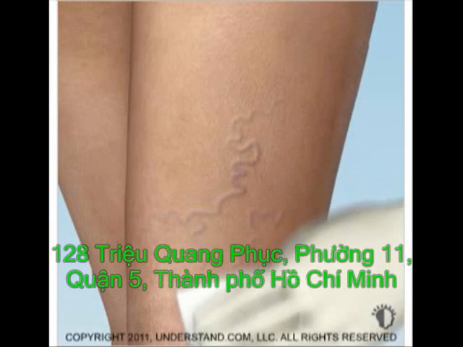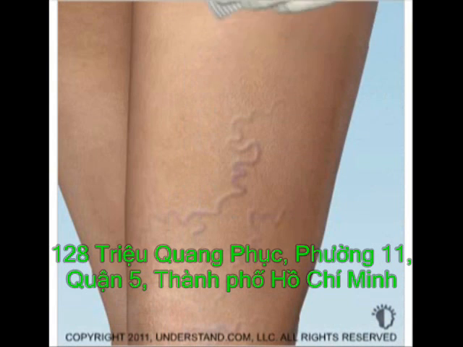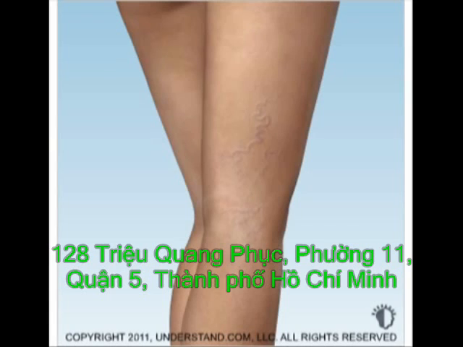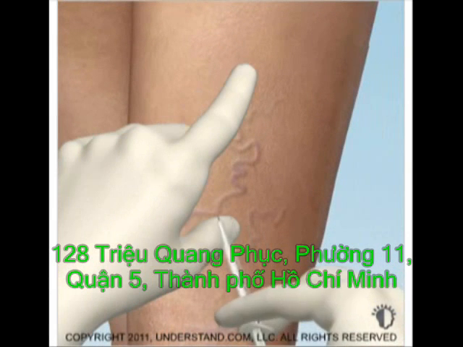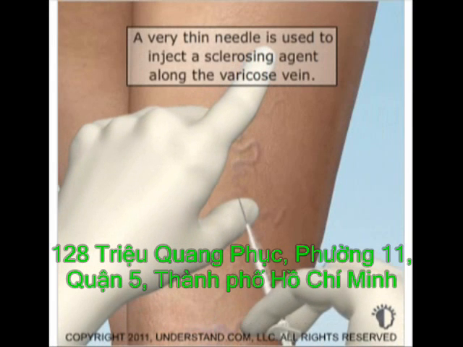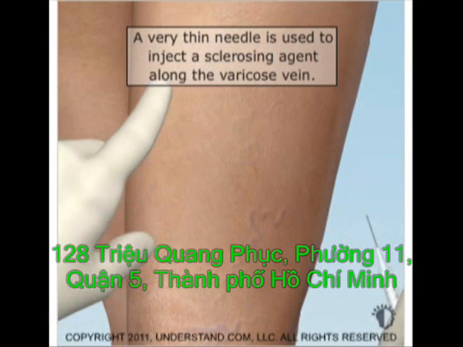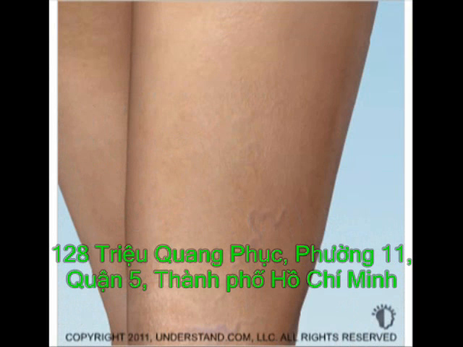Prior to the start of your procedure, the treatment area will be thoroughly cleansed, usually with an alcohol-based cleanser. During the procedure, a very thin needle will be used to inject the sclerosing agent at 1-inch intervals along the spider or varicose vein. The sclerosing agent causes the inside of the treated vein to turn white beneath the surface of the skin.